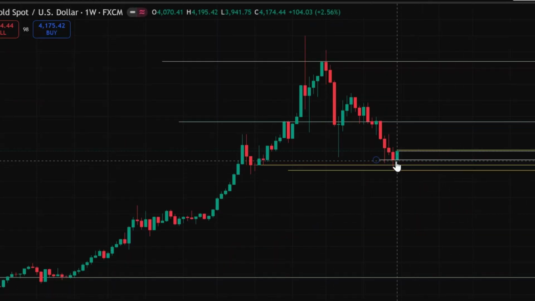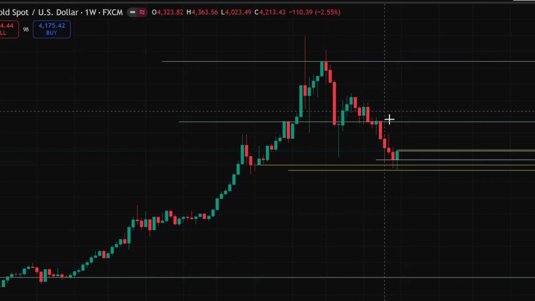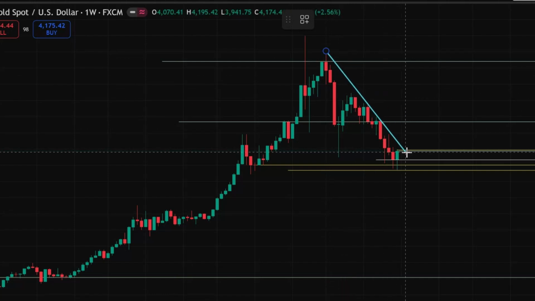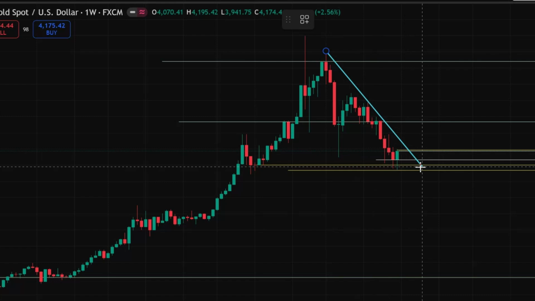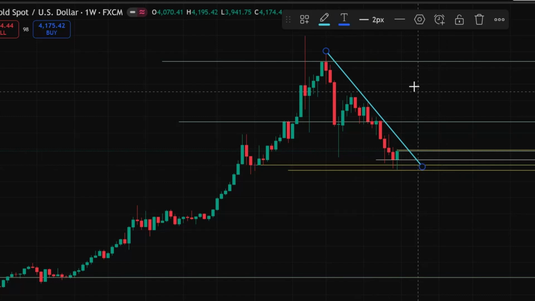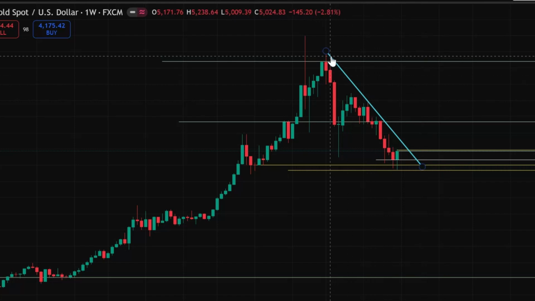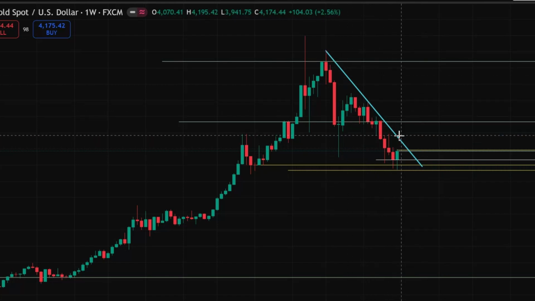You can see here that there was quite a bit of rejection. This is a rejection candle, but the overall trend is still bearish. Let's put a trend line there, like this. So this is the trend line. The market is still bearish on gold. This is the first touch, the second touch. We're waiting to see if a third touch makes it valid.